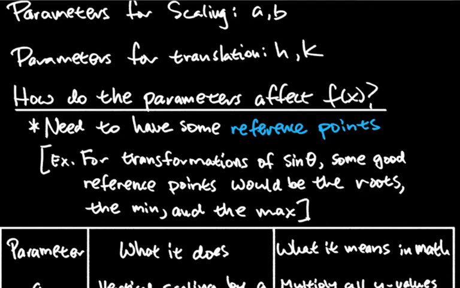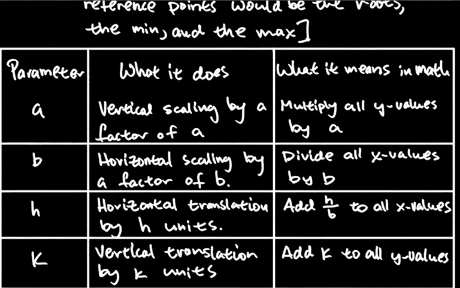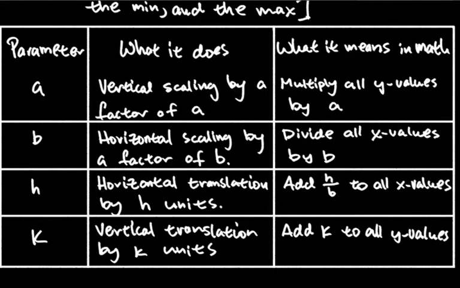So I'm just going to quickly draw it like this. So here, max, min, and then the roots. It's really easy to just draw that once you have those reference points. So you always want those, and the easiest thing to do is just transform the reference points. So here's what the parameters actually do. Should have drawn a line there. Oh well, I'll draw one now.